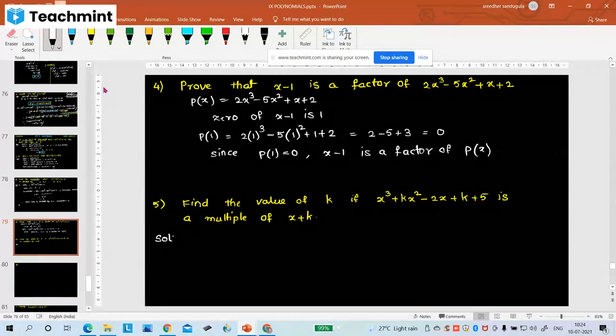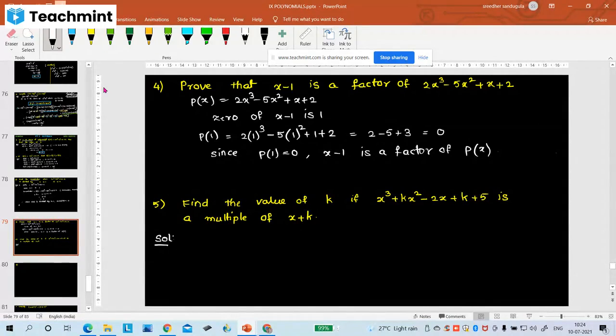So what is the fifth one? Find the value of k. Find the value of k if x cube plus kx square minus 2x plus k plus 5 is a multiple of x plus k. So this is P of x. It is given that P of x is a multiple of x plus k.